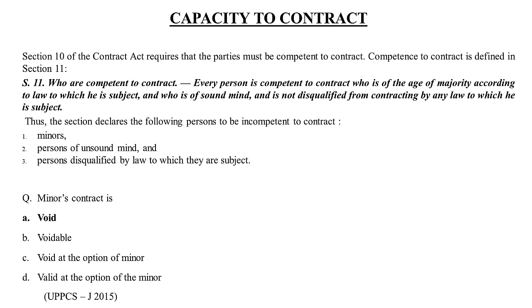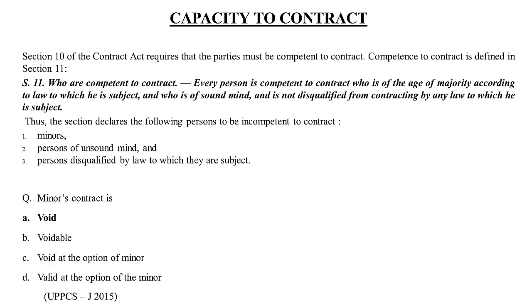Now, a question was asked in the UPPCSG examination of 2015, and it was the most direct question that I've ever come across. The question read, minors contract is A void, B voidable, C void at the option of minor, D valid at the option of the minor. Now, we all know that minors contract according to Indian law is void.